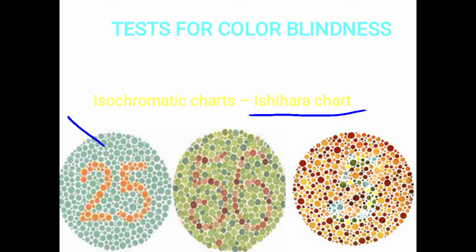In the first one you can see the number 25. But if the person has color blindness, it will look different, and he can't identify it. The second one is 56. In the third one there are no numbers. So the test is the Ishihara chart. That completes color blindness.